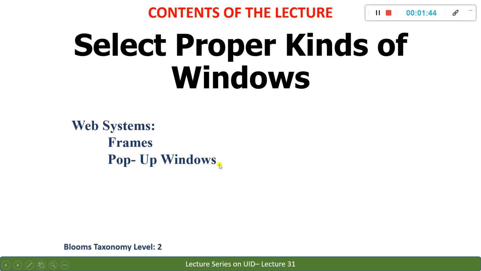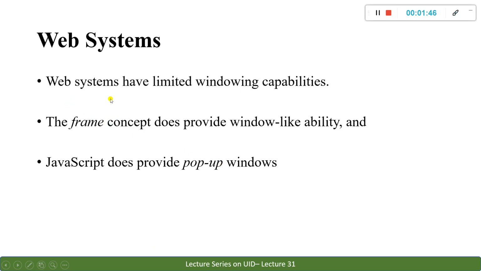Okay, so let's come to the web systems. Web systems have a very limited kind of windowing capacity. You do not have more kind of capacities. So to increase some part of the capacities of your web systems, what we do is we go for frames and we go for pop-ups.